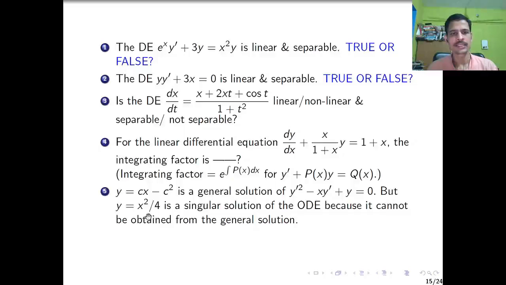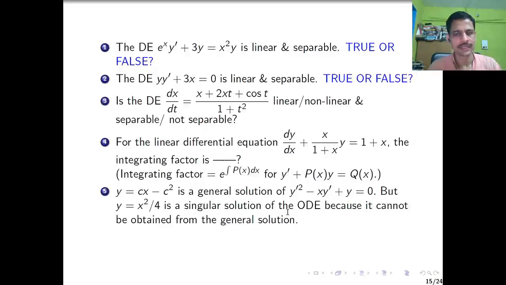But this solution cannot be obtained. Y is equal to x square by 4 solution cannot be obtained from the general solution y is equal to cx minus c square by choosing a suitable value for c. Such a solution is called a singular solution, a solution which cannot be obtained from the general solution. I quoted this to give you an example that there can exist singular solutions which cannot be obtained from the general solution for certain differential equations.